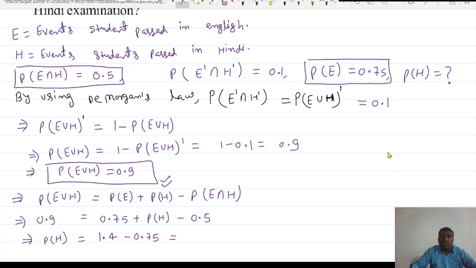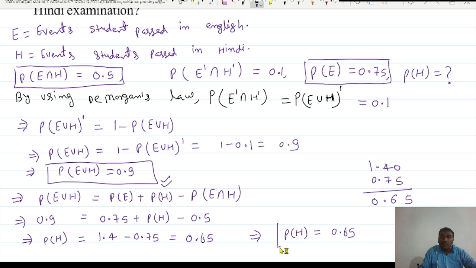So what is this value? Let me subtract: 1.40 minus 0.75. This gives 0.65, which is what we want. So the probability for Hindi is 0.65. You can draw the Venn diagram also if you want to, you can do it that way too. So this is the answer of this question.